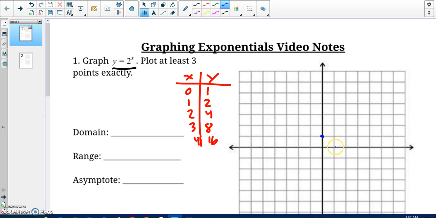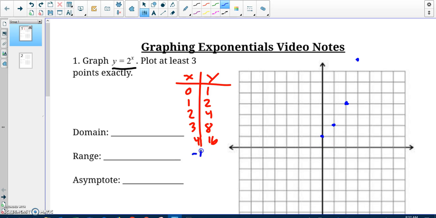See what this graph kind of looks like. Oops, I'm sorry, I plotted that wrong. 0, 1, 1, 2, 2, 4, and then by 3 we're all the way up to 8. So it'd be like right there. Okay, so this graph looks like it's swooping up like that. It'd be helpful if we plugged in some negative points if possible.